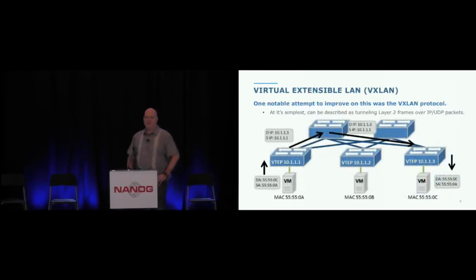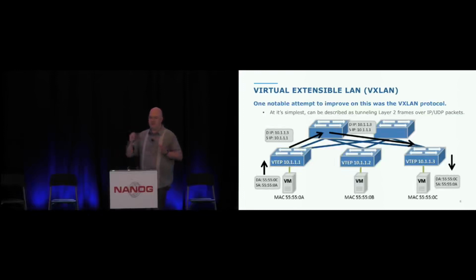So one notable early attempt to improve this was something called VXLAN, which stands for Virtual Extensible LAN. The simplest, most basic description of this is taking layer 2 frames and tunneling them inside of a UDP packet and routing them across IP. In this scenario, you've got a VM on the left side and a VM on the right side. What's happening is you're going to an upstream switch. It has a virtual tunnel endpoint, a VTEP. And it says, I need to get from this device to that device.